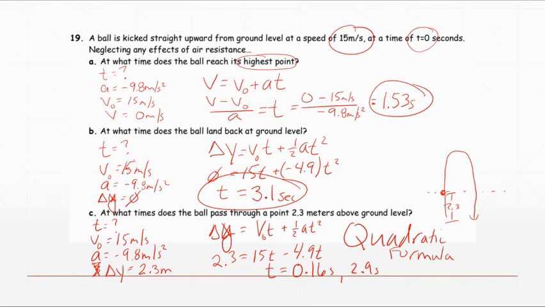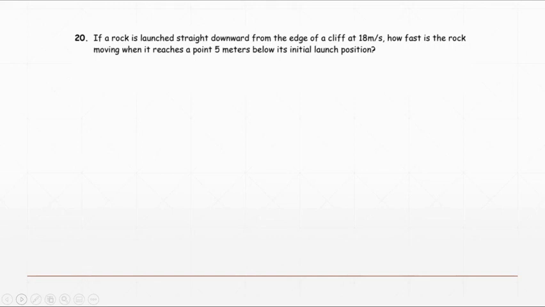And then our very last question for this section on 1D motion is: a rock is launched straight downward from a cliff at 18 meters per second. So here's our cliff, and we have taken this rock, and now you have an initial velocity of 18 meters per second. How fast is the rock moving when it reaches a point 5 meters below the initial launch position? So change in y equals 5 meters.